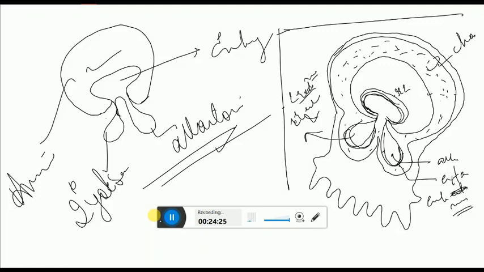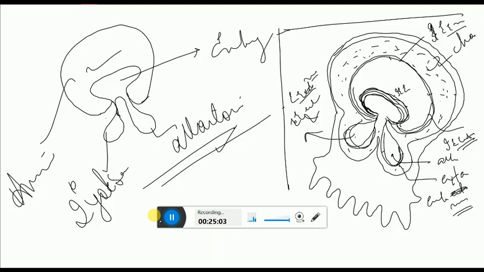Now at last this is our amnion. Again we can see that from outside amnion is made up of extraembryonic mesoderm, and from inside, that is the innermost layer, it is made up of intraembryonic ectoderm. So we have seen amnion is made up of intraembryonic ectoderm and extraembryonic mesoderm.